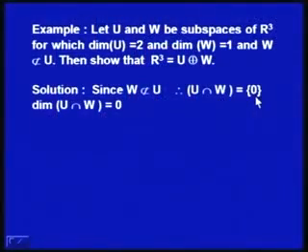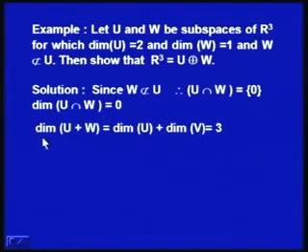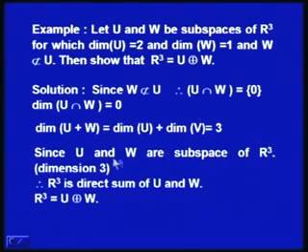So, U intersection W is this. So, dimension of U intersection W is 0. Now, dimension of U plus W is equal to dimension of U plus dimension of W, dimension of U being 2, dimension of W being 1, so 3. So, U and W are subspaces of R cube. Now, R cube is the direct sum of U and W, so R cube is U plus W.